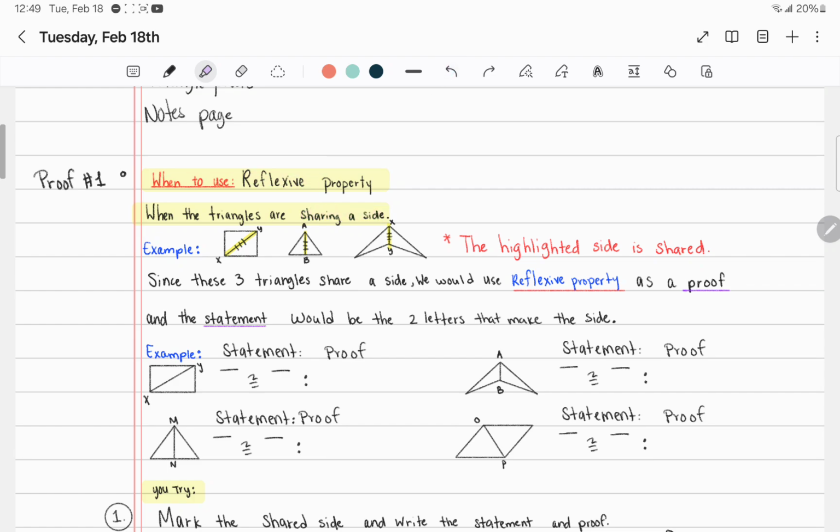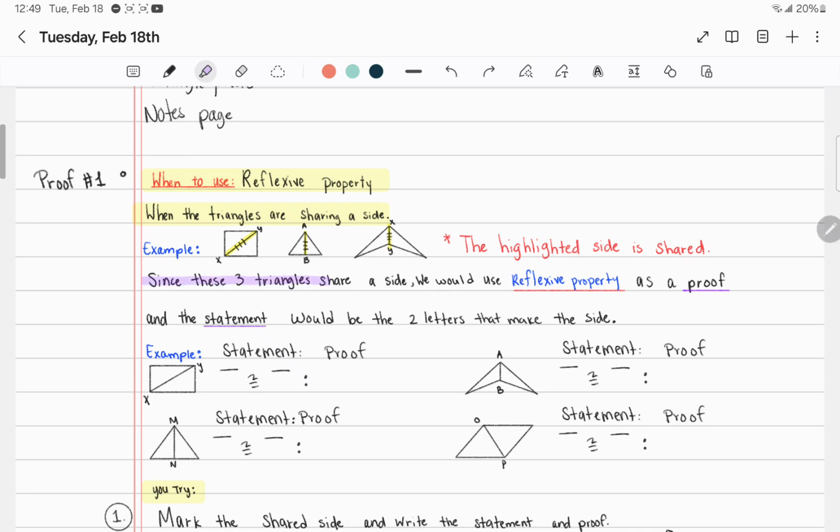So the examples that I gave you guys are right here. It says example, and it says the highlighted side is shared. So in these three figures here, if you see the line in the middle, that is the shared side. So when you see these drawings that have this line in the middle, it should click in your brain, that's reflexive. It's sharing a side, it's reflexive.